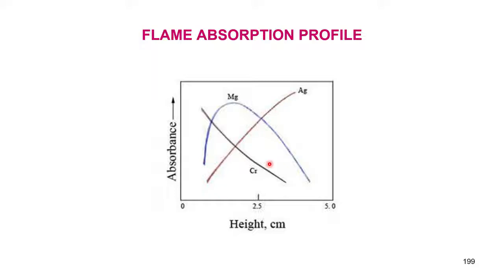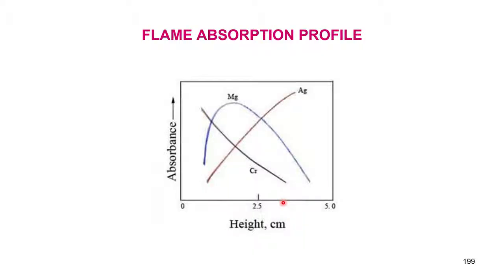So, look at chromium. Chromium maximum absorbance is obtained around 1 centimeter. This is where the maximum temperature is also there, but as the temperature decreases, chromium being a refractory element, the absorbance will keep on decreasing, until it reaches about 3 centimeter, and if you increase the height in the flame more than 3 centimeter, then you will not see any signal for chromium at all. So, coming back to this figure, now what do we understand?